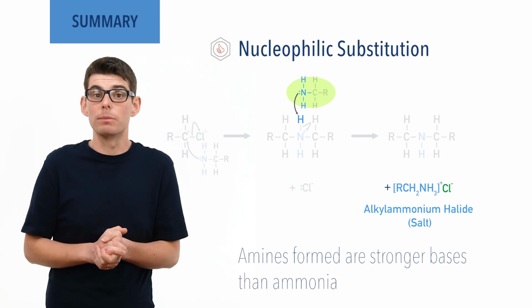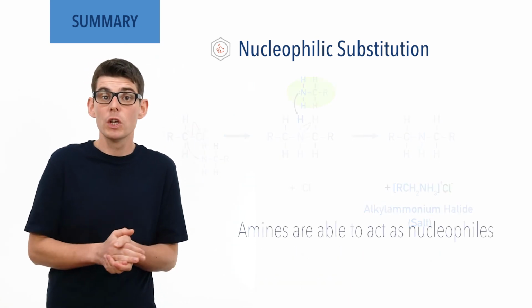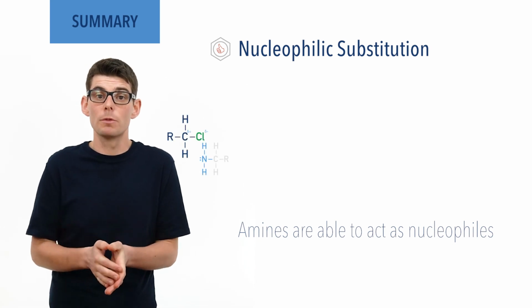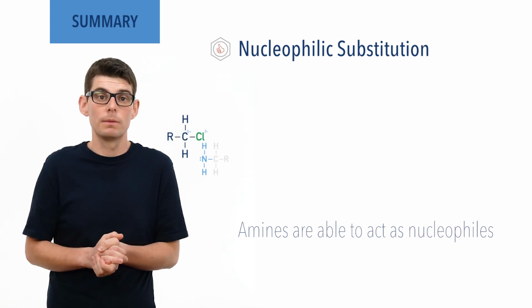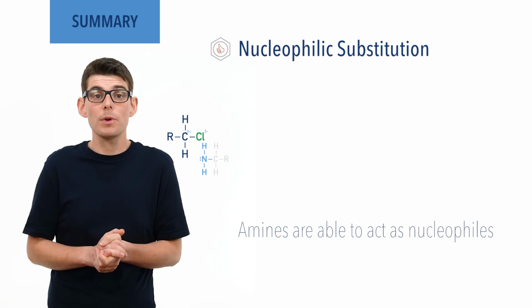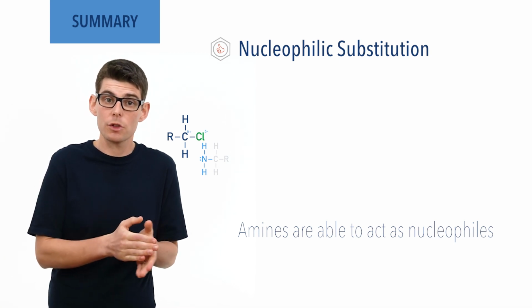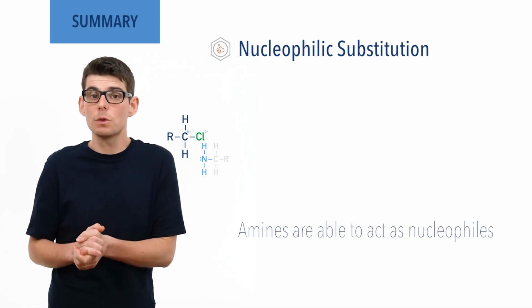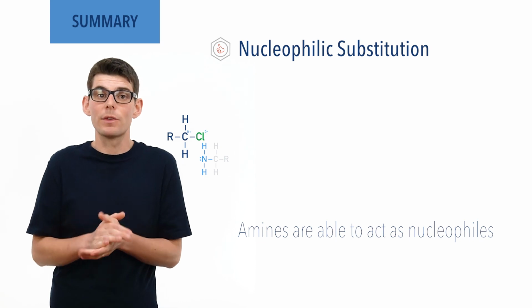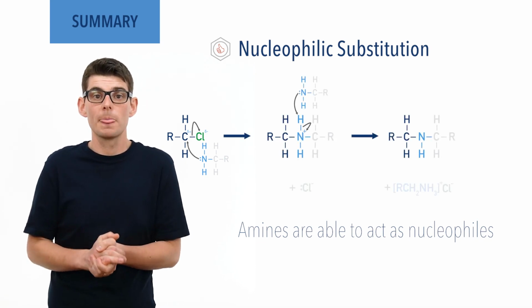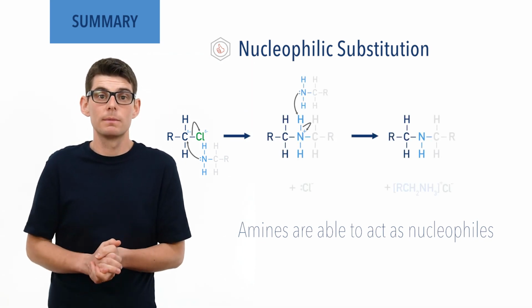Amines are also able to act as nucleophiles themselves due to the nitrogen in the amine group having a lone pair of electrons. As a result, a primary amine produced earlier in the reaction can then go on to act as a nucleophile and react with any leftover halogenoalkane molecules, forming secondary amines.